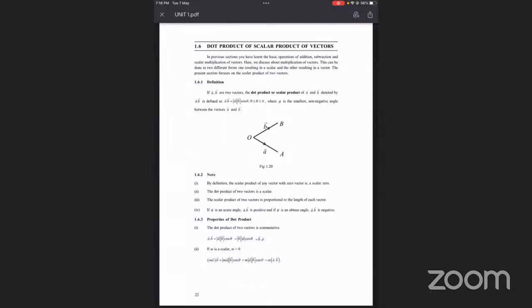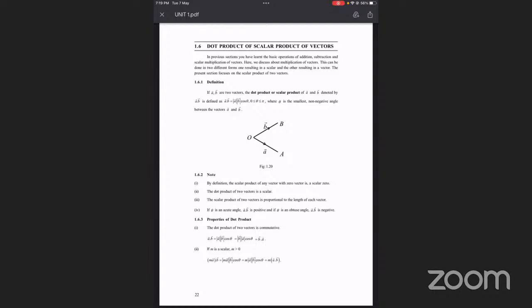So next we have the concept of the dot product, or scalar product of vectors. We call it dot product or scalar product of vectors. In the dot product, we define it as A dot B, that is vector A dot vector B. And it is defined as A dot B is equal to modulus of A into modulus of B cos theta, where theta lies between 0 and pi, where theta is the smallest non-negative angle between the vectors A and B.